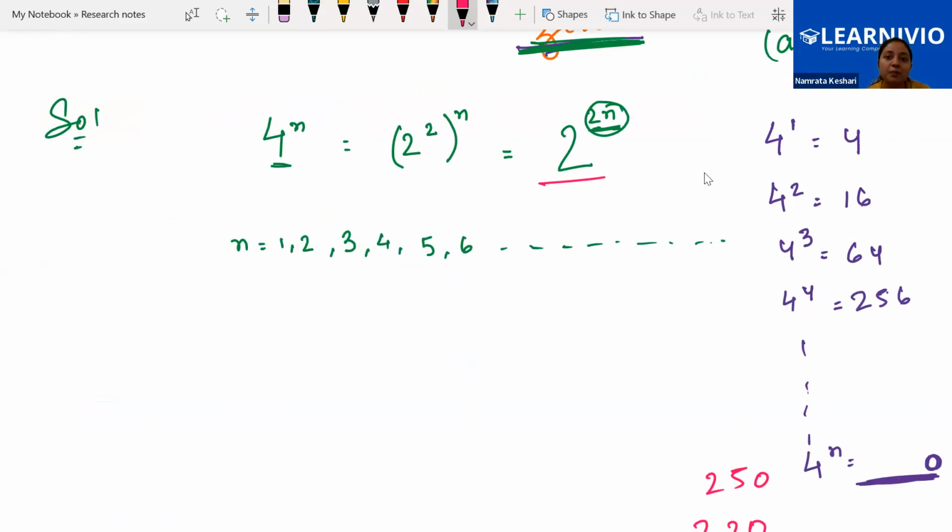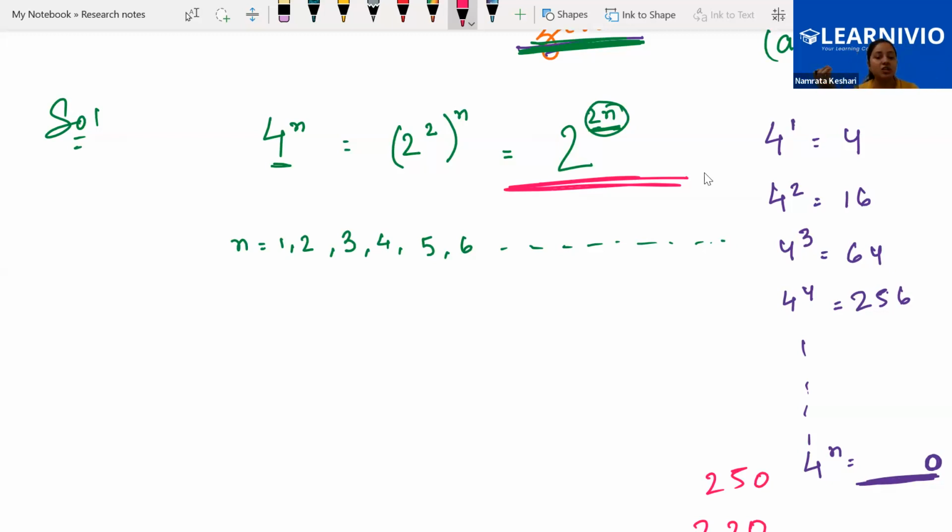But here 2 to the power 2n means what? 2 into 2 into 2 into 2 into 2 into 2 into 2 into 2, whatever the number of times. Yes or no? Yes, ma'am. Yes, 2 to the power 2n means 2 into 2 into 2 into 2.